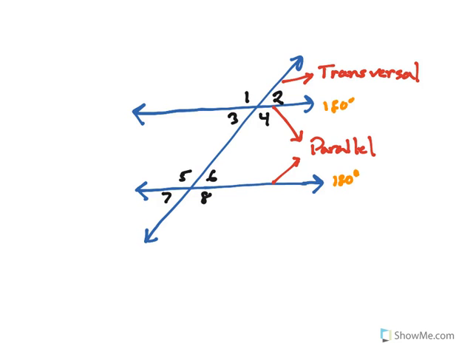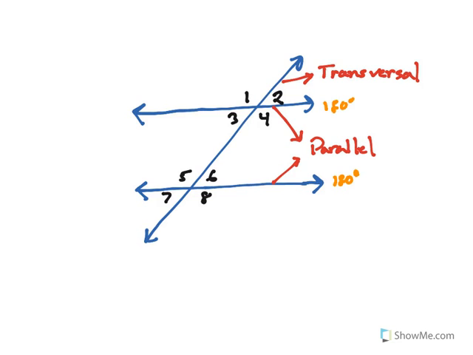You notice that angle 2 and 3 are vertical angles because they're opposite. So they're going to be equal to each other. Angles 1 and 4 are also vertical angles. Angles 7 and 6, or 6 and 7, are vertical. And then 5 and 8 are vertical. Okay? So you got 4 sets of vertical angles.